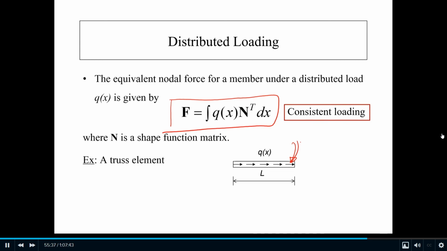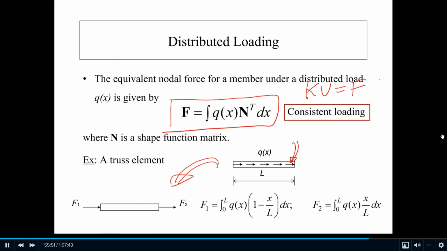Basically, you want to transform it into nodal forces F1 and F2, because you want to adopt this equation, right? F1 and F2 can be obtained from the integration between the loading and the shape function like this. So basically, when you apply this equation, you can obtain the nodal force. So this is a sample for a truss element.